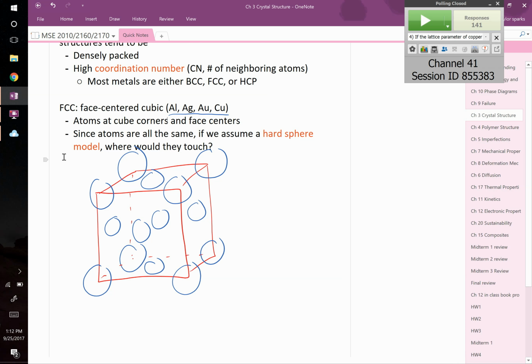Sometimes that's called the hard sphere model. Like imagine you had a bunch of marbles and you packed them together. They're going to rest until they're touching one another. So the question is, where would they touch? In this model, if I'd drawn it correctly, where would the atoms be touching? Maybe turn to a neighbor and take a guess where they ought to be touching.